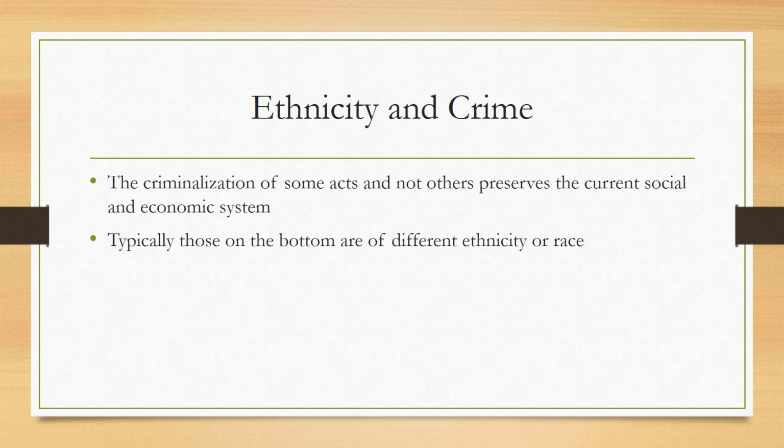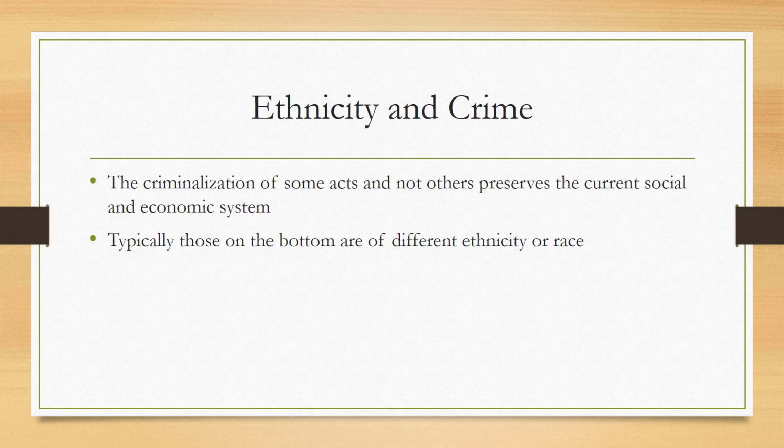So also the criminalization of some acts and not others preserves the current social and economic system. One of the examples I often use in class is the Great Experiment from about 1919 to about 1929, 1930, which is Prohibition, where we banned alcohol. You can look at this as very much an ethnic, I would say an ethnic mechanism of control.